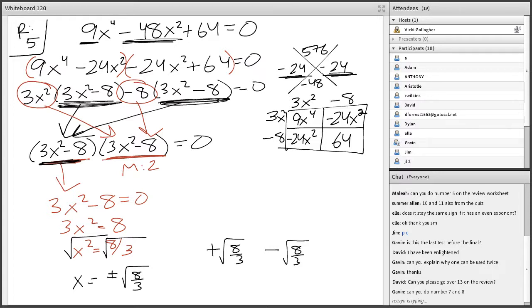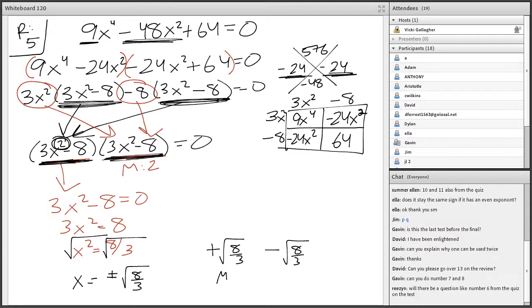And so, right, this one parentheses gave me 2 answers. And then since I had that same parentheses again, we would say that this one has a multiplicity of 2, and this one also has a multiplicity of 2. So that got a little fancy.